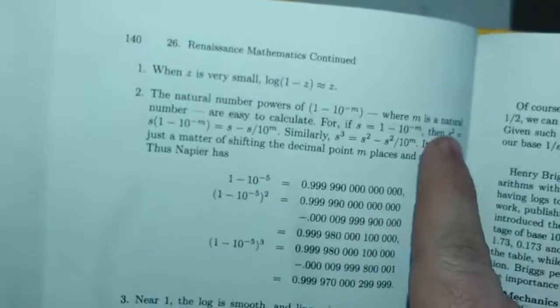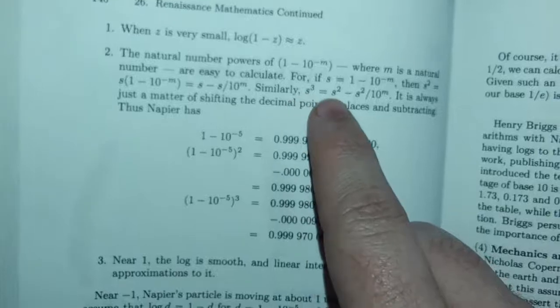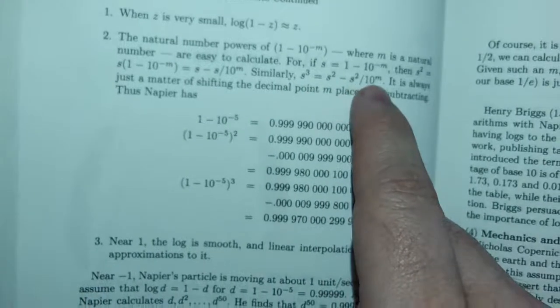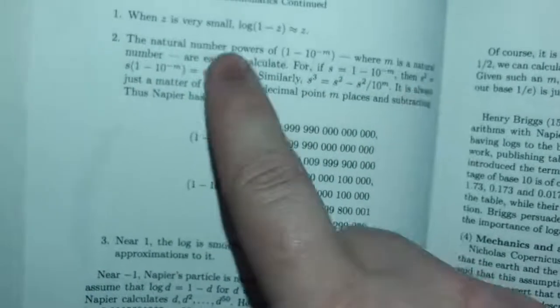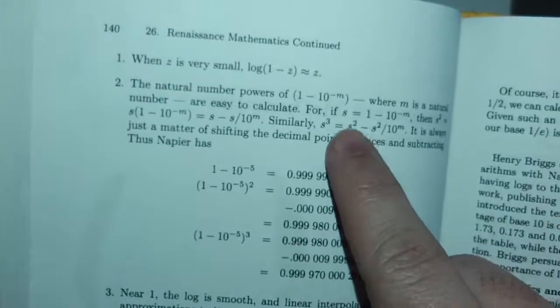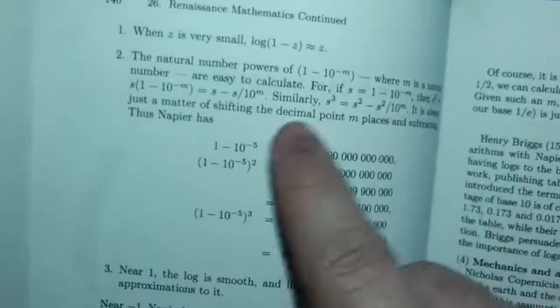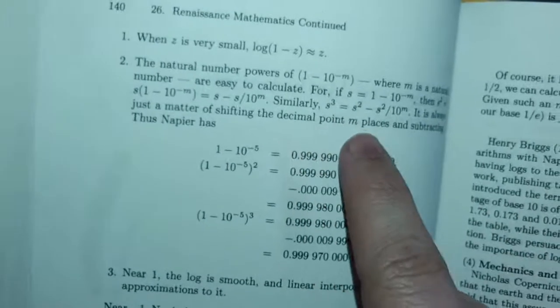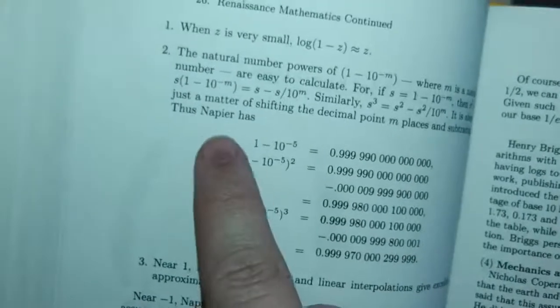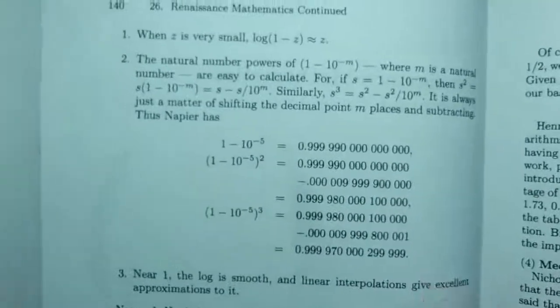Similarly, I can continue this pattern. So s cubed is s squared minus s squared over 10 to the m, and I can compute s squared easily from the previous step. This gives me an iterative process where it's actually not that bad to compute these powers. It's always just a matter of shifting the decimal point m places and subtracting. Thus, here are some examples that Napier computes explicitly.